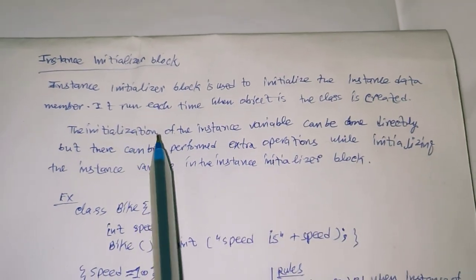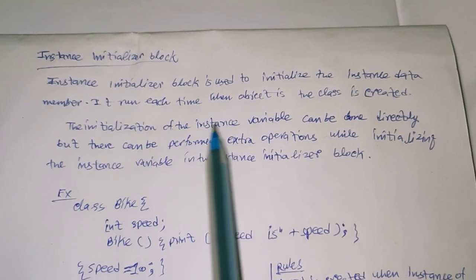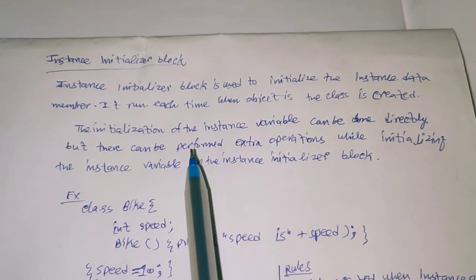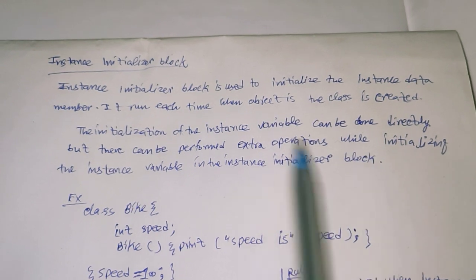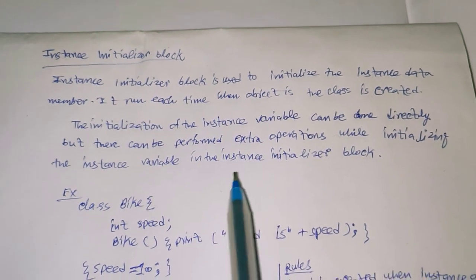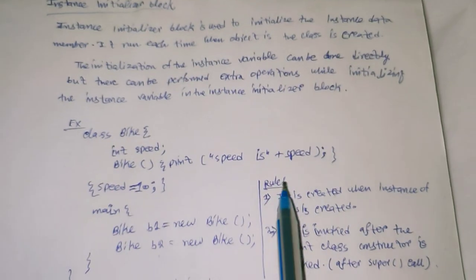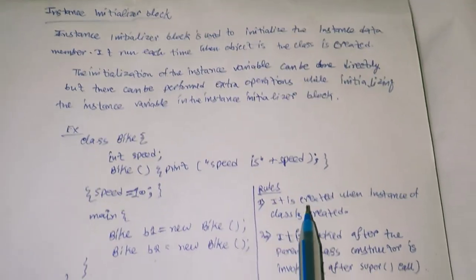The initialization of the instance variable can be done directly, but extra operations can be performed while initializing the instance variable in the instance initializer block. So what is the rule of that instance initializer block?